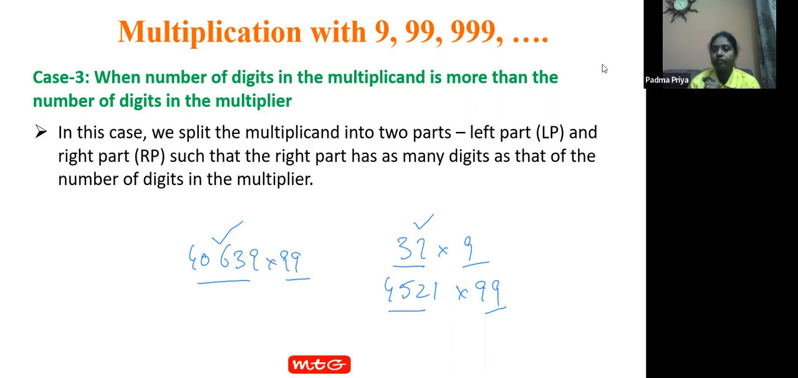Ma'am, what if there are an odd number of digits? Listen, dear. If you don't even listen, you are not even able to understand. I told you to divide it into two parts. Did I tell you to divide into two equal parts?